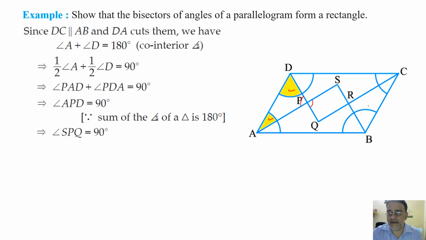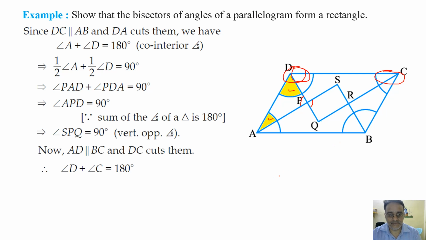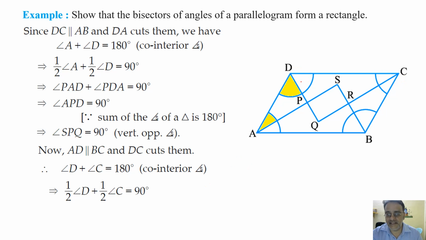Now AD is parallel to BC on the other side. If AD is parallel to BC, the sum of these two angles is equals to 180 degree. Again take half on both sides. So half of angle D plus half of angle C will be equals to 90 degree. Now what we can write half of angle D? This angle. Half of angle C, this angle, the green one.